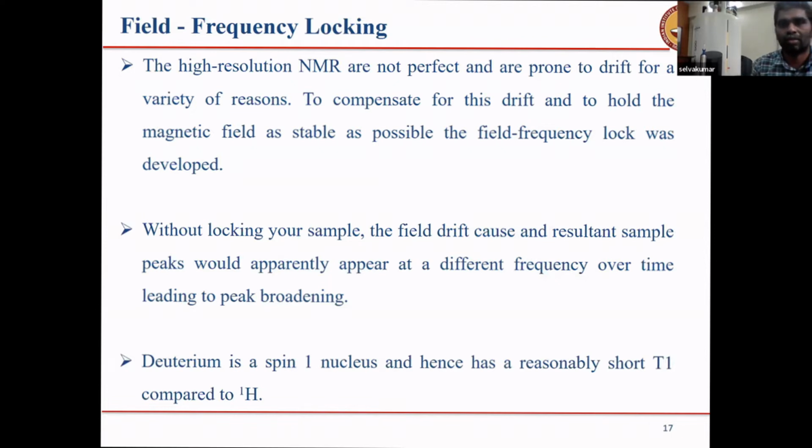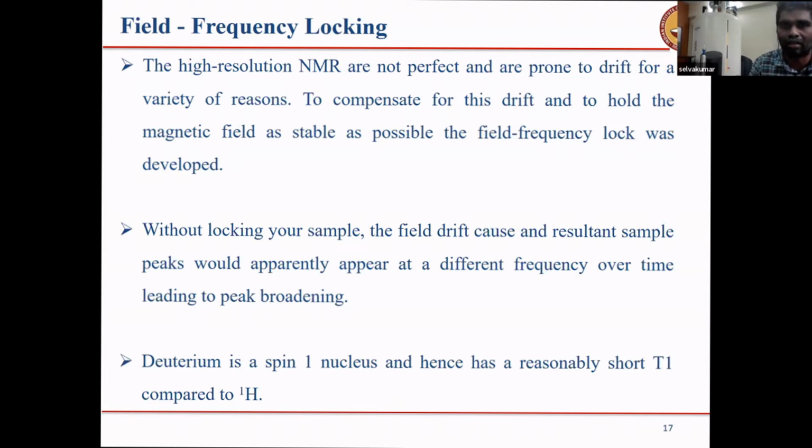High resolution NMR is prone to drift. Once tuning is done, the next process is locking. We need to lock the magnetic field because the magnetic field has a very high value, so drift will always be there. Theoretically, it's 10 ppm per hour. For that, we need to lock the magnetic field.